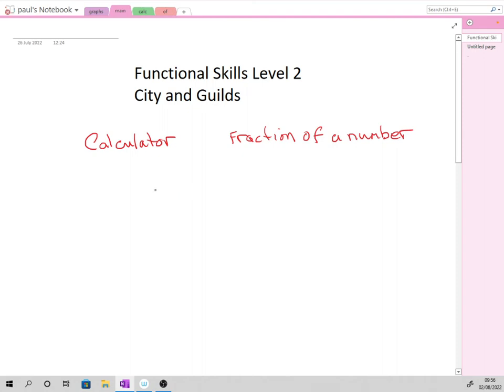So the first thing, we'll go back to a previous lesson. If we just had a fraction of 3/4, we remember that the line in the middle is a divide line. So this is just 3 divided by 4. If you use a calculator and go 3 divided by 4 equals, you get 0.75. It's as simple as that. And so you've changed your fraction into a decimal.